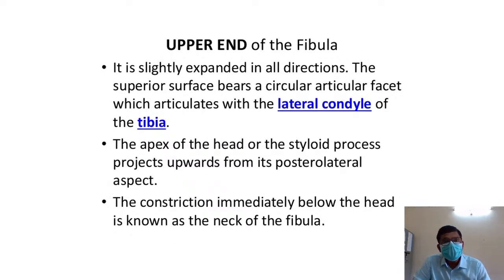The upper end of the fibula is slightly expanded in all directions. The superior surface bears a circular facet, that is the articular facet, which articulates with the lateral condyle of the tibia. The apex of the head or the styloid process projects upwards from its posterolateral surface. The constriction immediately below the head of the fibula is known as the neck of the fibula.